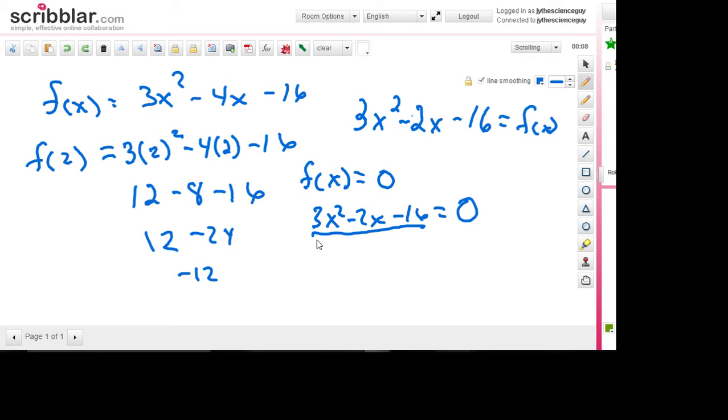That would be 48. Negative. Yeah, 48. And now we start that process. So what times what equals negative 48? Which gives you. And what plus what equals negative 2? Yes. What times what?